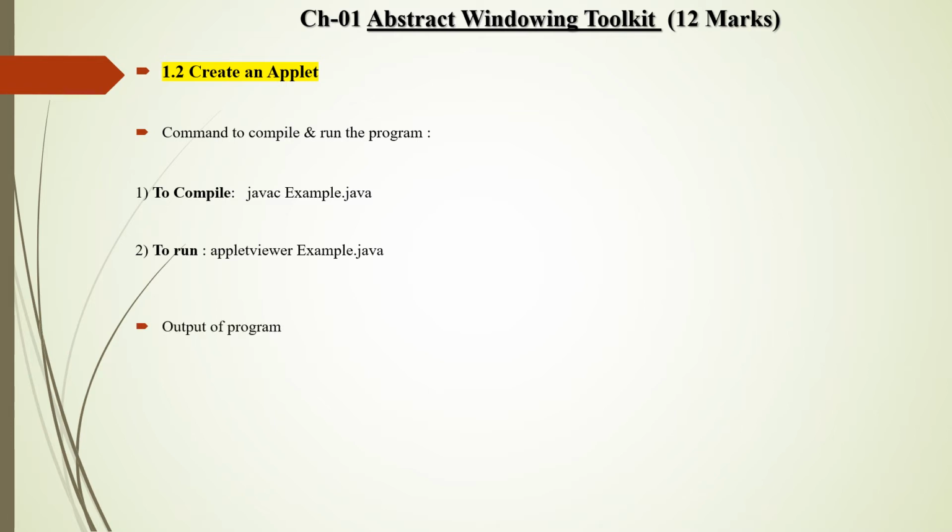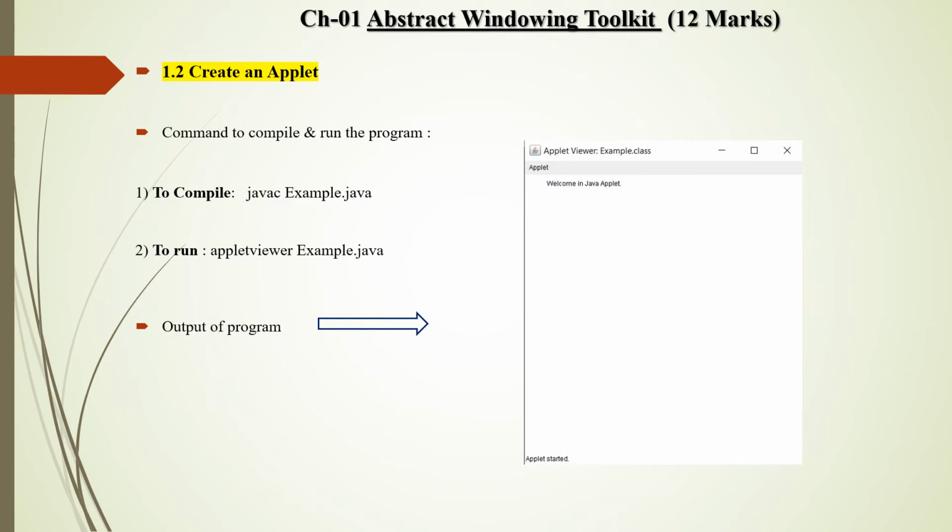Then the output of the program which is seen in the previous slide is like this. One applet is created and one string is displayed in the applet, that is "Welcome in Java applet". So in this way we can run the applet program.